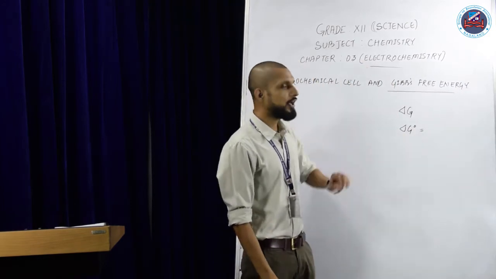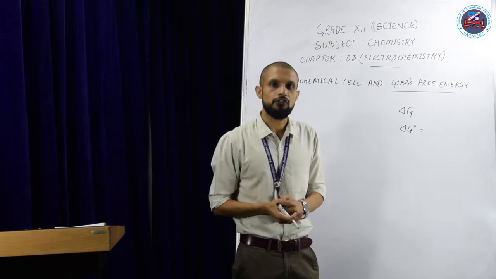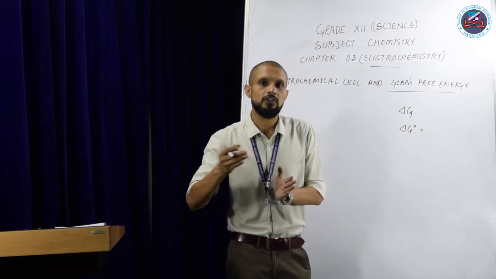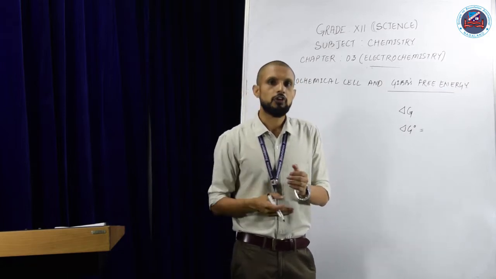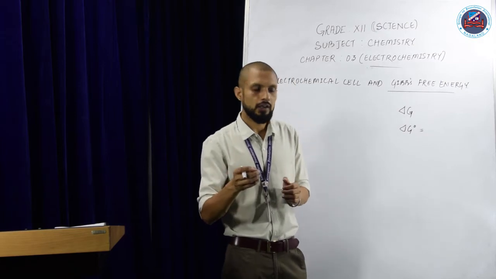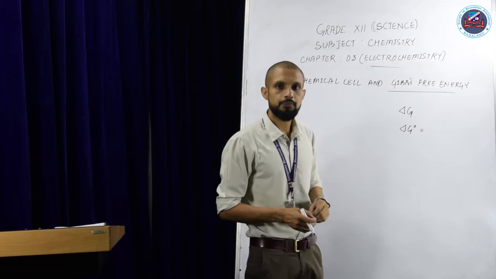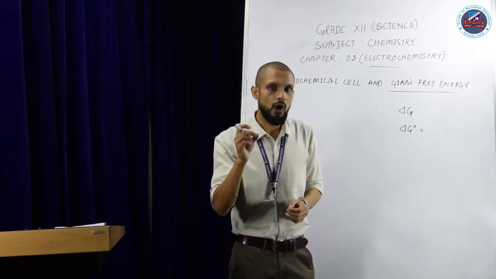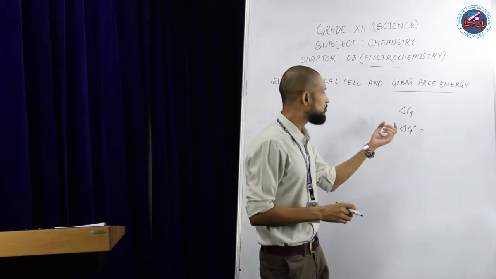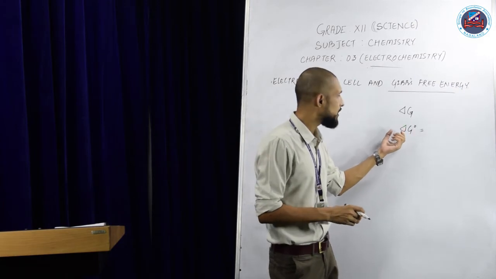Delta G is at a given concentration. Now for a reaction, if you change the concentration, if the concentration is not equal to 1, then the Gibbs free energy is delta G. But if the concentration is 1, it's known as standard Gibbs free energy and is given by delta G naught.